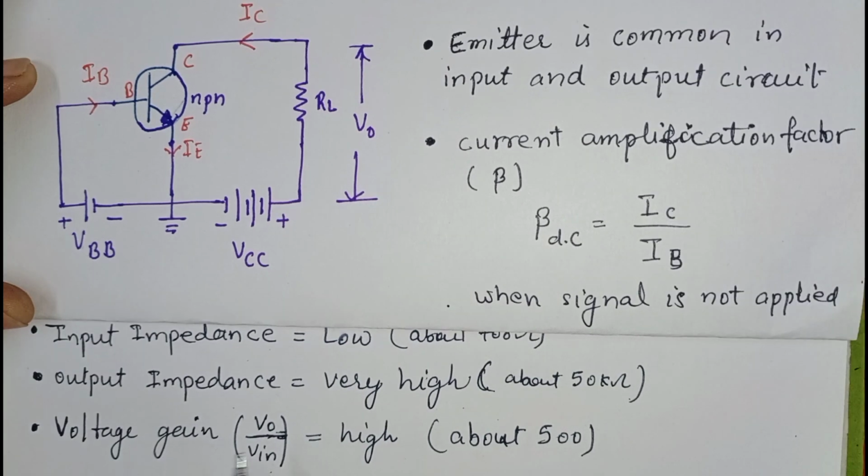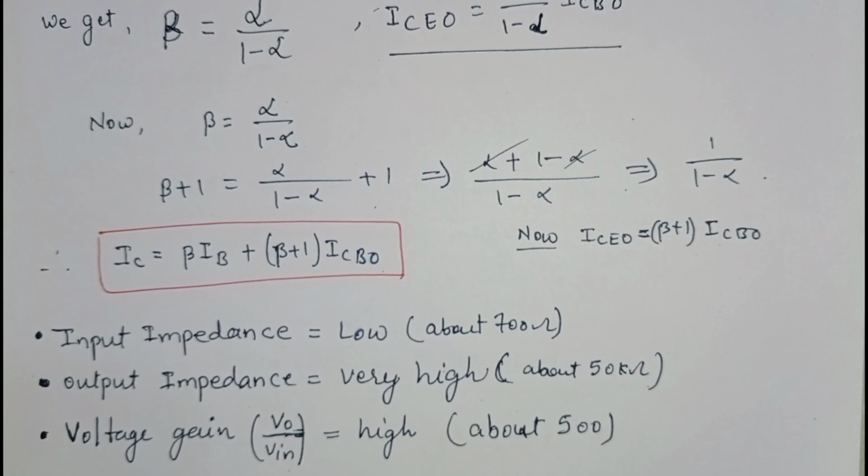The voltage gain is defined as output voltage upon input voltage, and in this configuration it is high, about 500. I hope you got the concept of common emitter configuration very well.